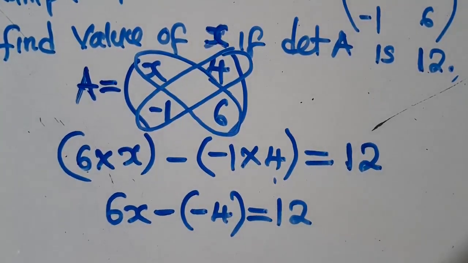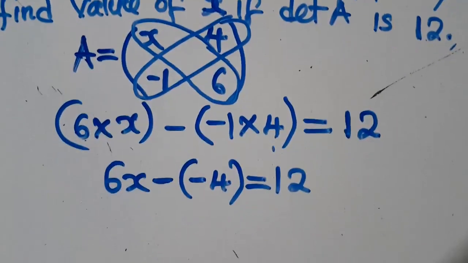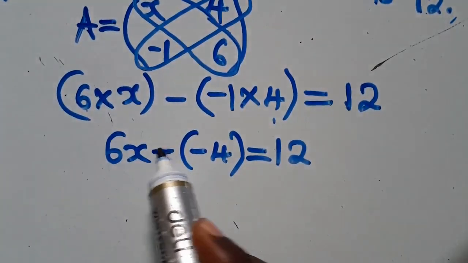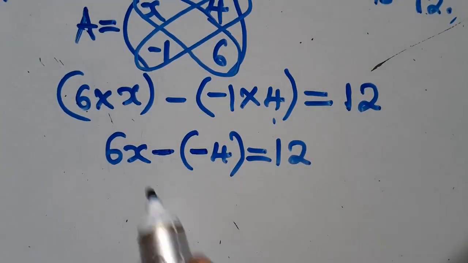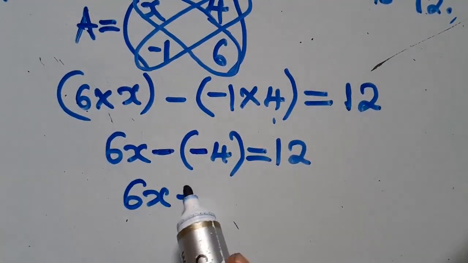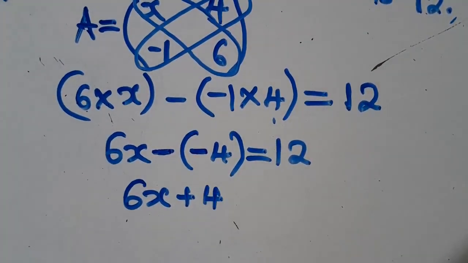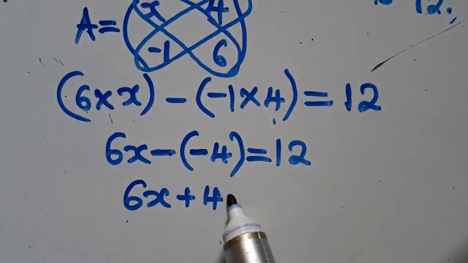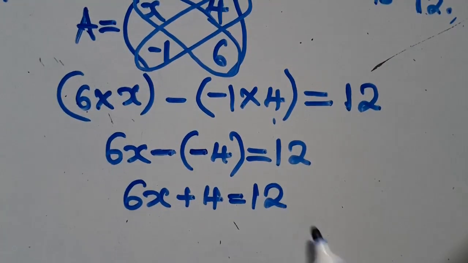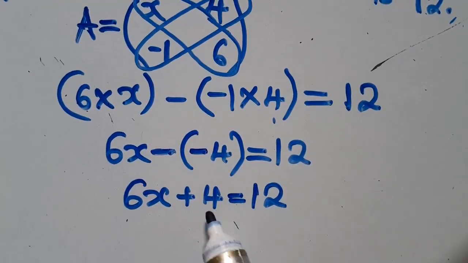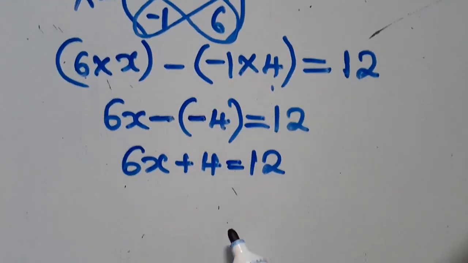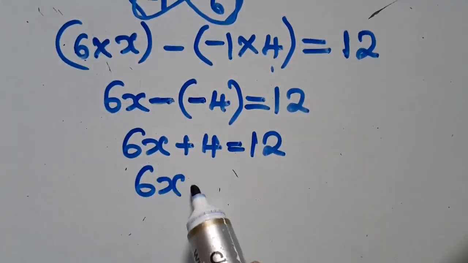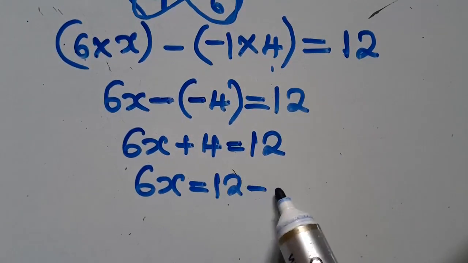So we just completed equations. I believe we know how to solve equations. You need to know how to solve equations. So like this now you multiply. What is negative times negative? It is positive. You say 6x plus positive. Negative times negative is positive, which is equal to 12. Here you group like terms. So you say this is 6x is equal to 12 minus 4.